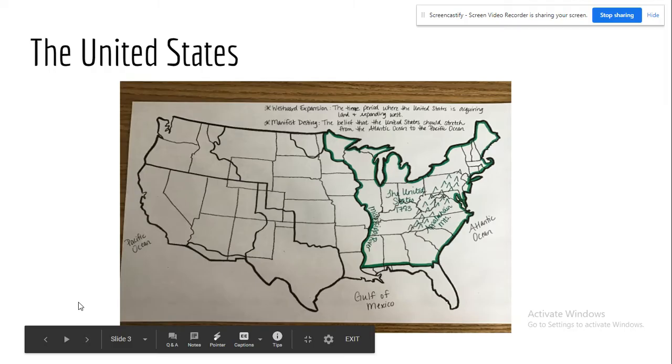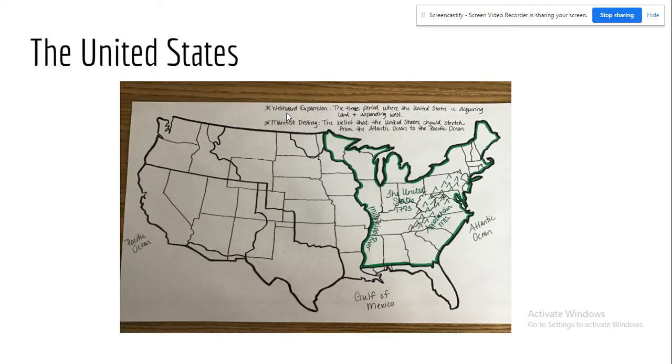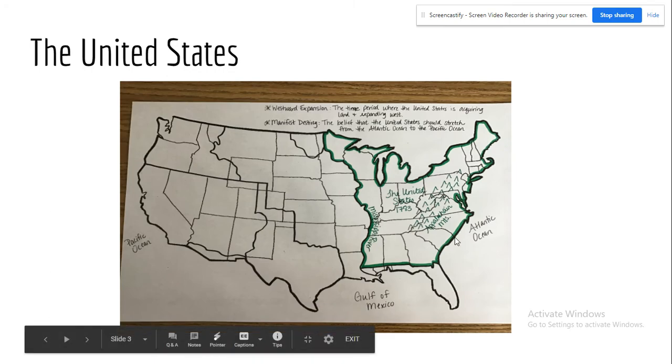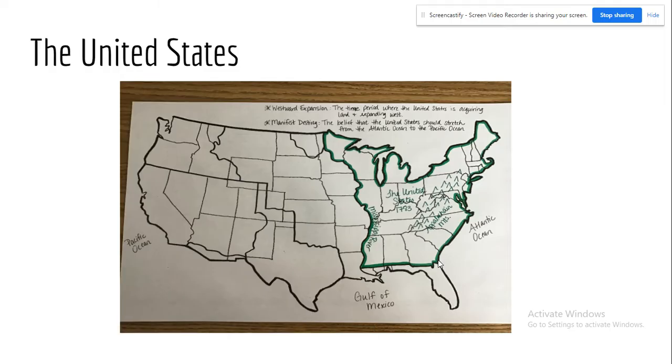So on your map side of your paper, what you will want to do is make sure that you write up at the top your vocabulary words for westward expansion and manifest destiny. And then there's a couple of things that you want to label before we jump into talking about the first area of land. You want to make sure that you label the Pacific Ocean, the Gulf of Mexico, and then the Atlantic Ocean. And now with a green marker or green colored pencil or some sort of pen, you want to outline, just like I have right here, this area in green, okay?